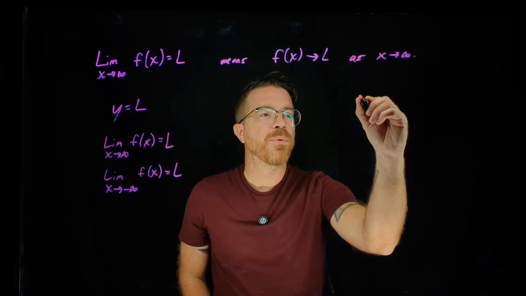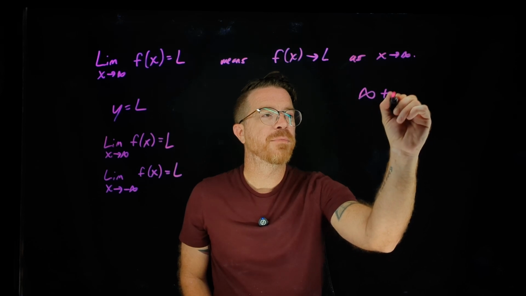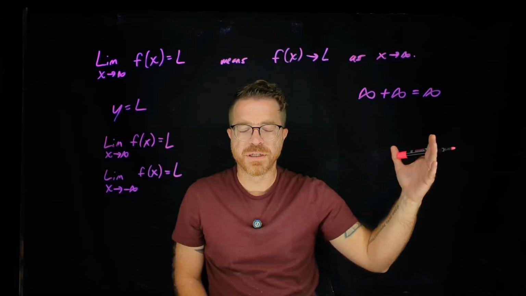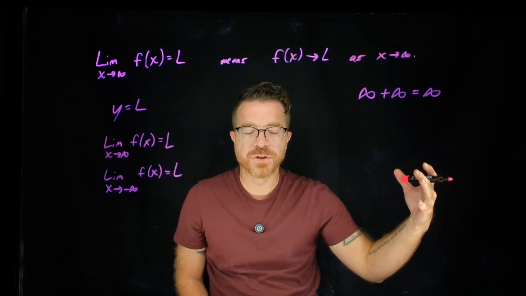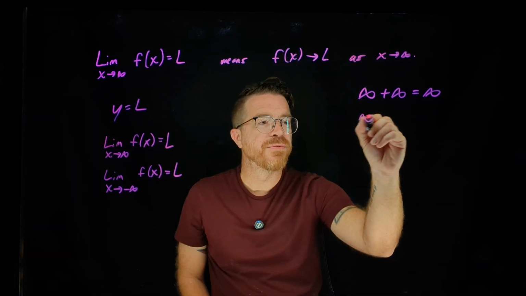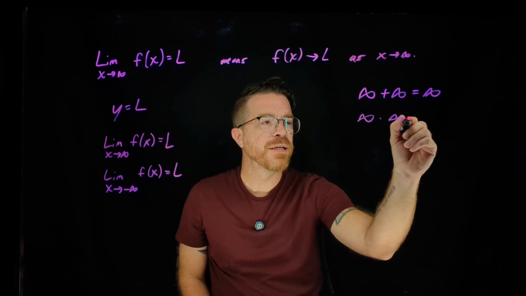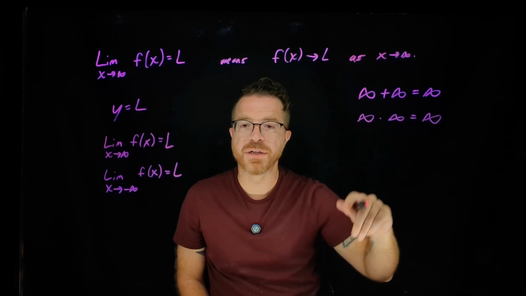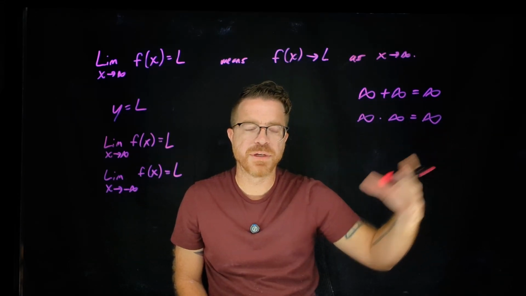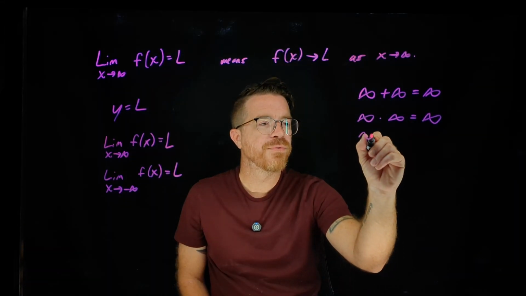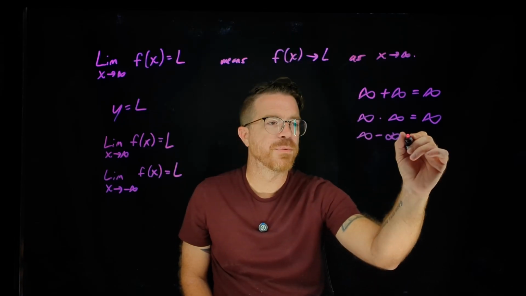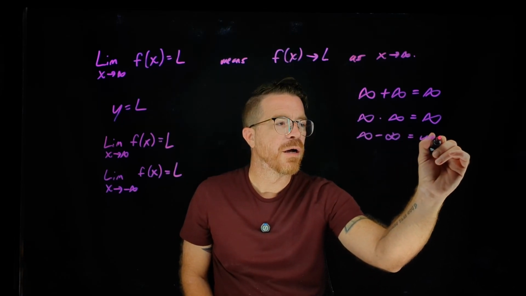For example, we might have infinity plus infinity equals infinity. If I add some infinitely large number to some other infinitely large number, I'll still have infinity. If we did infinity times infinity, same idea. If I multiply an infinitely large number by another infinitely large number, I still end up with infinity. But if I have infinity minus infinity, what does this even mean? In this case, this would be undefined.